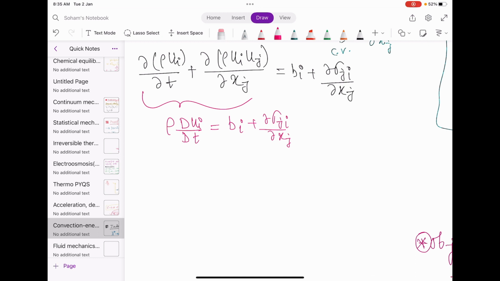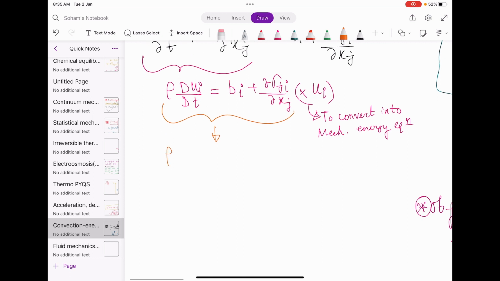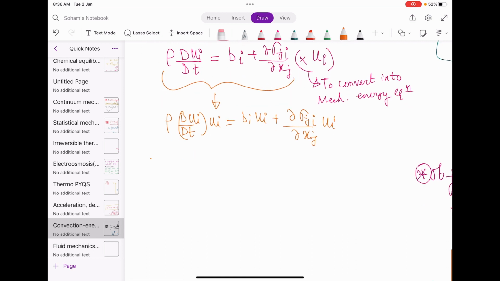So this force balance equation has i as a free index in each and every term, and this free index means the direction of a vector. So to get the dot product, I have to multiply with the same indices and the velocity vector. So this is to convert into an energy equation. Okay, energy equation, and precisely mechanical energy equation. Okay, so multiply with u_i, so d/dt into u_i and b_i u_i plus, so this is this. Now this I can write as capital D/Dt of half u_i squared, okay, and this is equal to this.